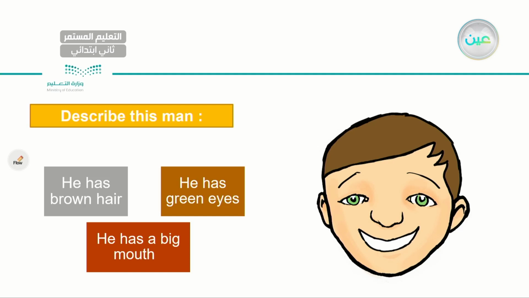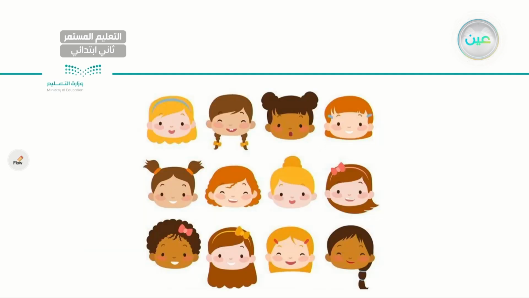A big mouth. Now, as you can see here, I have about 12 girls. Okay? They only share the gender. They are girls, but they are completely different. Okay? What I need you to get prepared for is, I will ask you to describe one or try to find out who I am talking about.